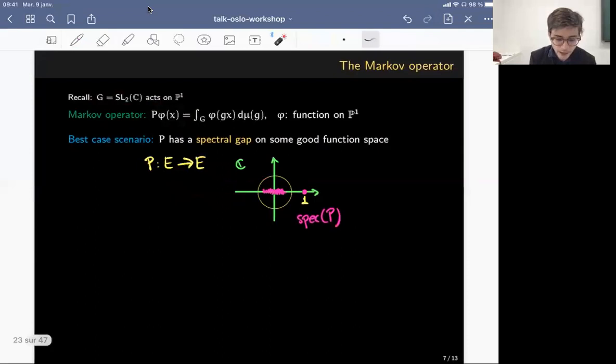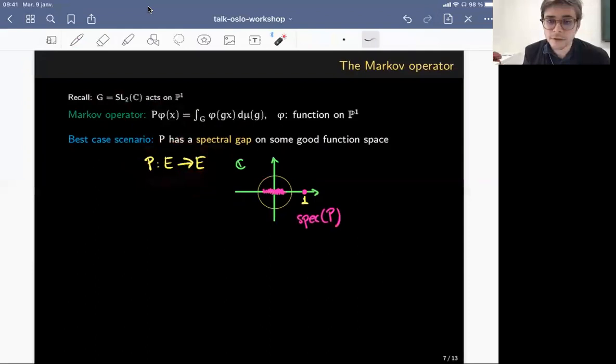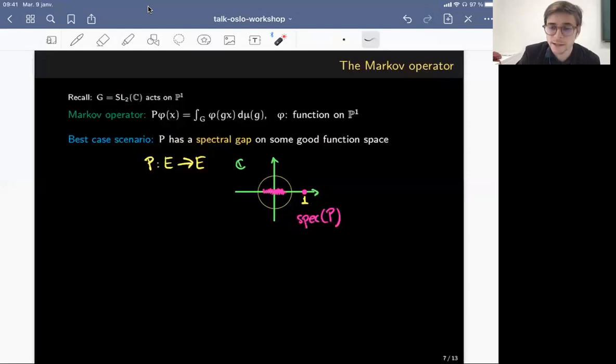This is the best case scenario that we can hope for. And what do I mean by spectral gap? It means that we can find some good function space E, some Banach space of functions on P1, such that P acts continuously on this space, and the spectrum of the operator is very simple, of this form. I mean that the eigenvalue 1 is simple and isolated. This corresponds to the constant functions, right? Because this operator fixes the constants, so we have an eigenvalue one. But the most important thing is that all the remainder of the spectrum is contained in a much smaller disk. This is what we call spectral gap, and this is an ideal situation, the best case scenario.